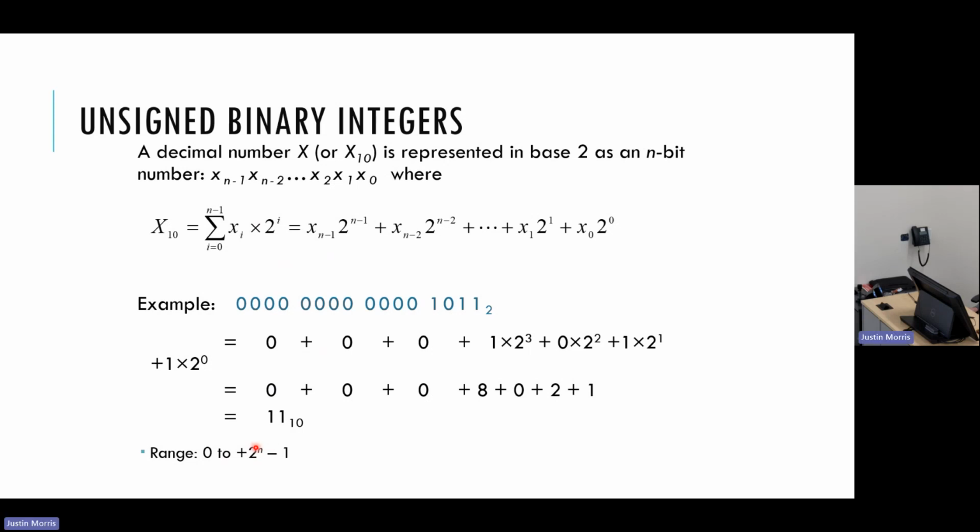So say we have 4 digits. 2 to the 4 would be 16 minus 1. We would be able to represent 0 through 15. So if we have 16 bits, we're 0 through 65,535. So this is unsigned binary integers.